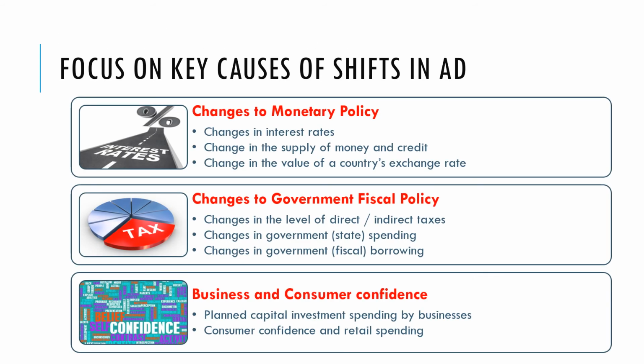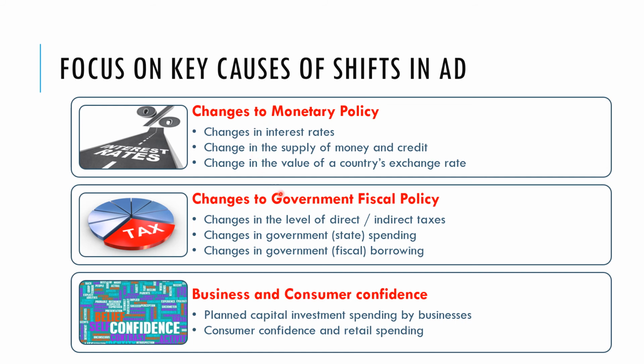Key causes of shifts tend to be the following. First of all, if the Bank of England or the government were to change any interest rates or the supply of money and credit, or were to change the value of a country's exchange rate, all of these would be under the bracket of monetary policy. If the government or the Bank of England change any of these, this is called monetary policy. And as we just discussed, these could have an impact on AD.